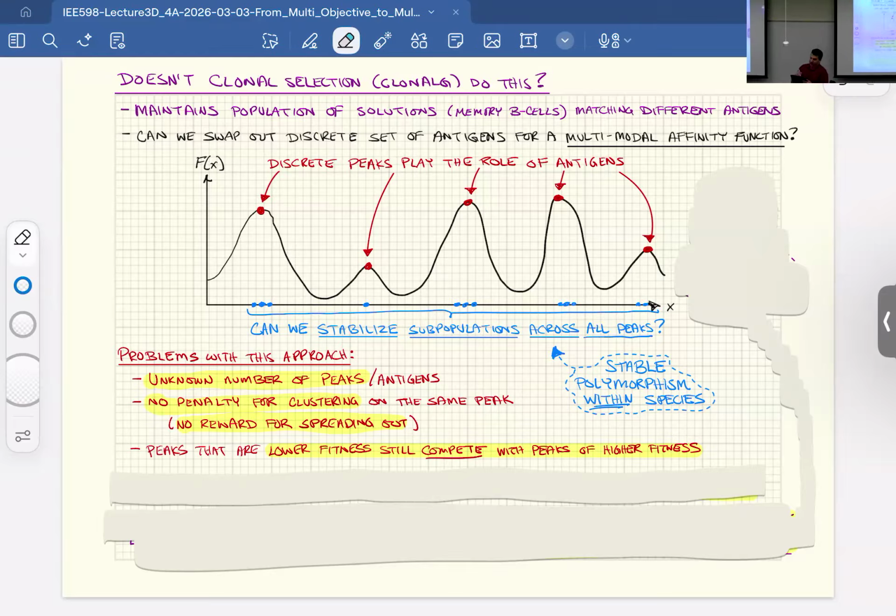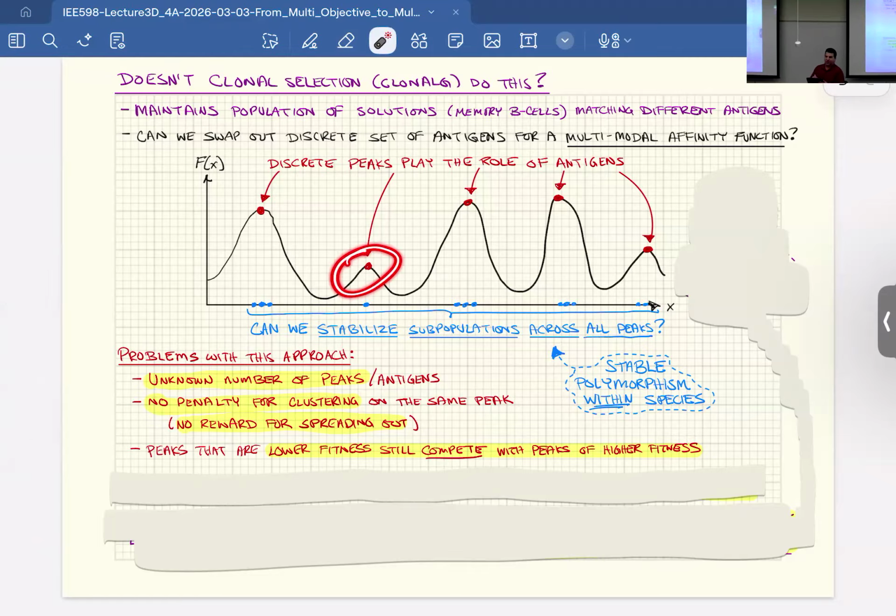And so even though we would really like to keep this one around, it's going to have lower affinity, lower fitness than these, so it's always at risk of being excluded. So although CloneAlg does a little bit of what we want to do, it doesn't quite fit.